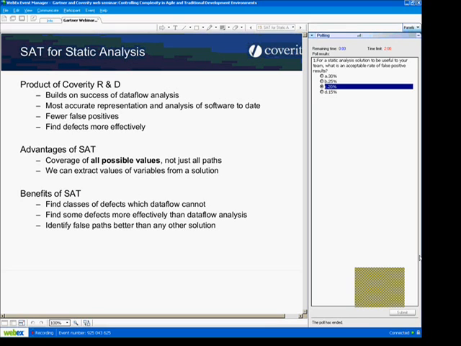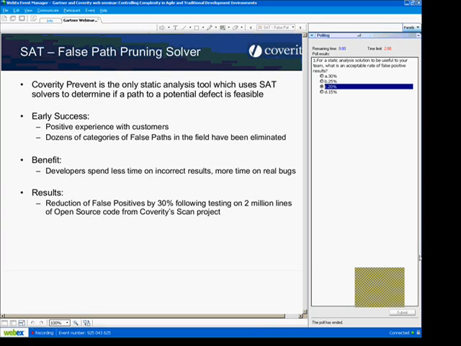The complementary nature of SAT-based techniques as well as traditional data flow techniques allows us to find classes of defects that were previously undetectable, or undetectable without a huge amount of false positives. And that's the real benefit of marrying these two technologies together. So how in particular do we leverage SAT to prune out false paths, to make sure that when we're reporting a defect, it's a real defect?